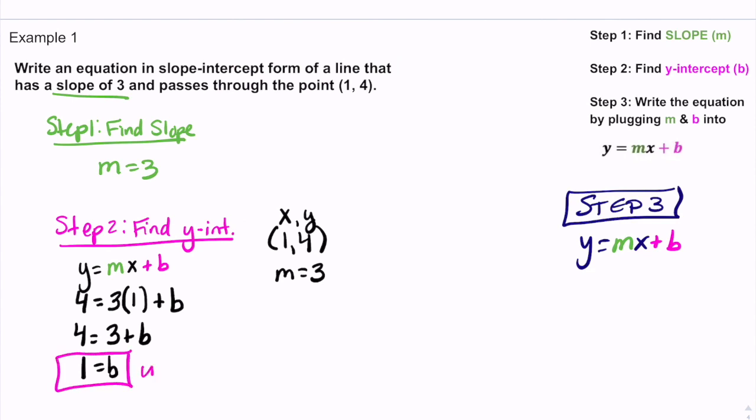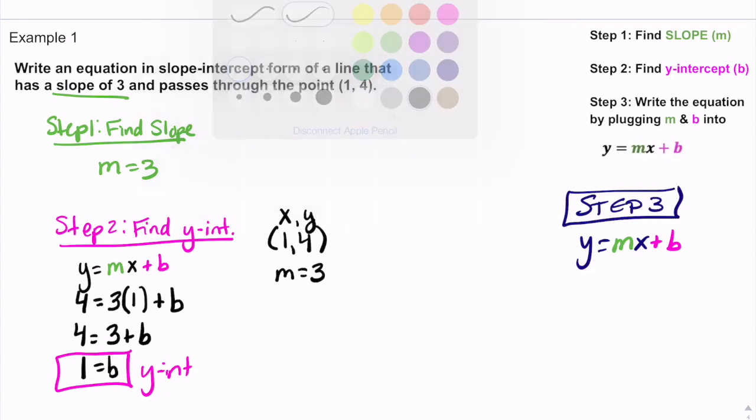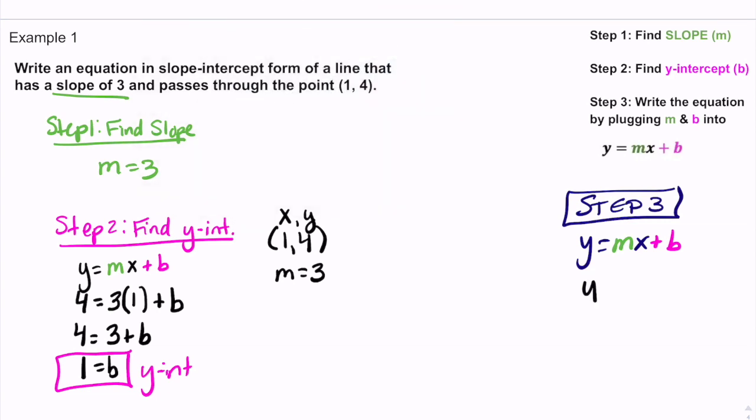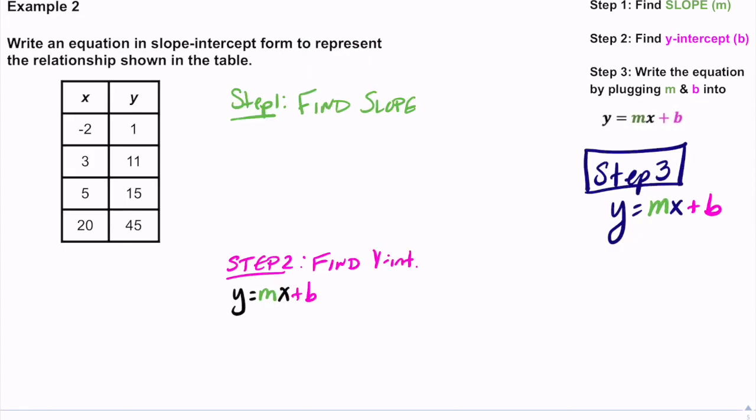our y-intercept. Okay, so step 1 and step 2 are done. And now we're down to step 3. Step 3, write the equation y equals m. Well, our m value from step 1 was 3 times x plus b. Our y-intercept from step 2 was a positive 1, so we're going to put plus 1, and there's our final answer.